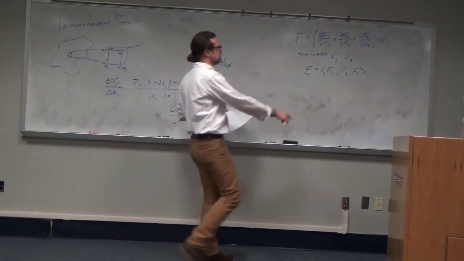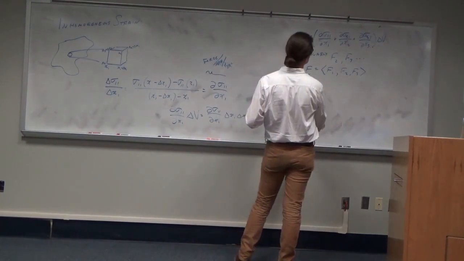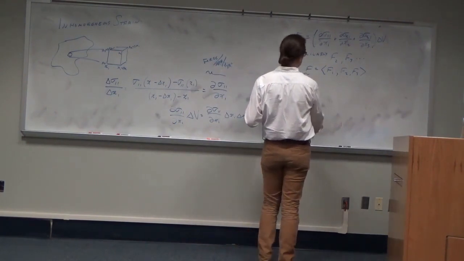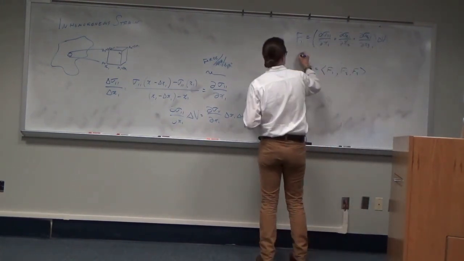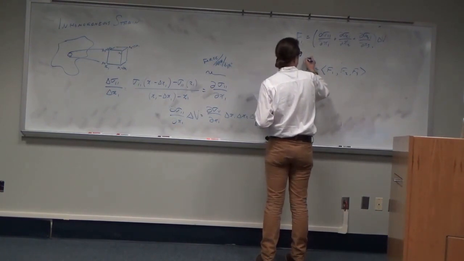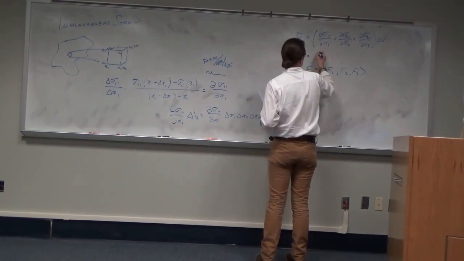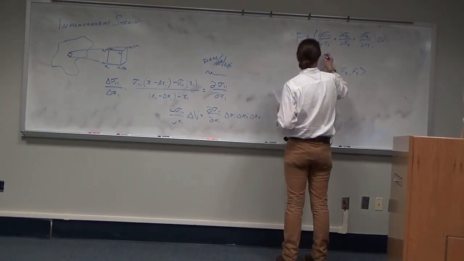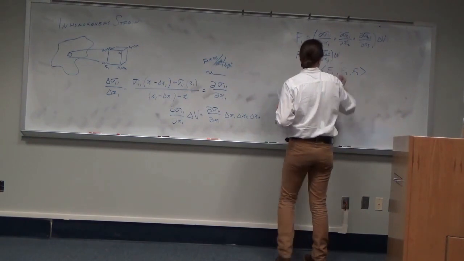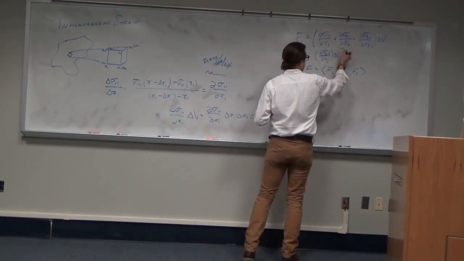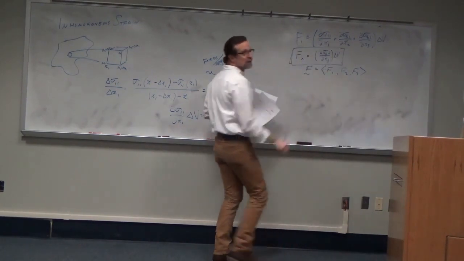And it's a vector which is, let me write this out in Einstein notation, right? F_i is equal to d sigma_ji over dx_j delta V. So this would give us the components of our force vector.